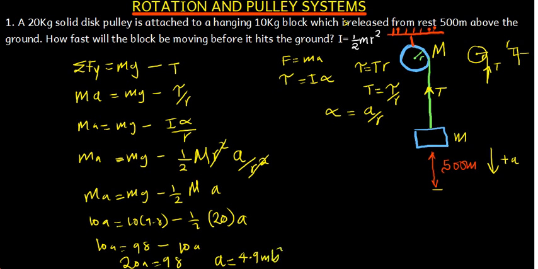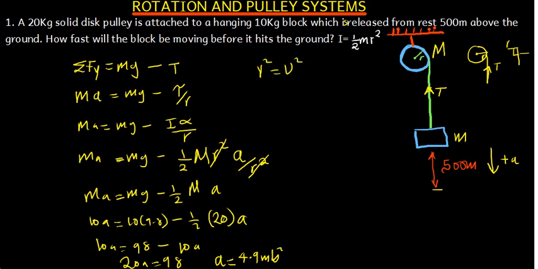Now we want how fast is it moving. We want the velocity at which it will be moving before just hitting the ground. We can use any equation of motion. We know that final velocity squared is equal to initial velocity squared plus 2as. Now the final velocity is what we are looking for. The initial velocity, we have been told it is released from rest, so that is 0, and then plus 2 times this object's acceleration, 4.9. I would have used g, but this is not free fall.